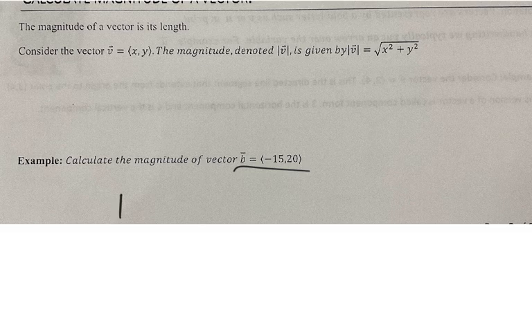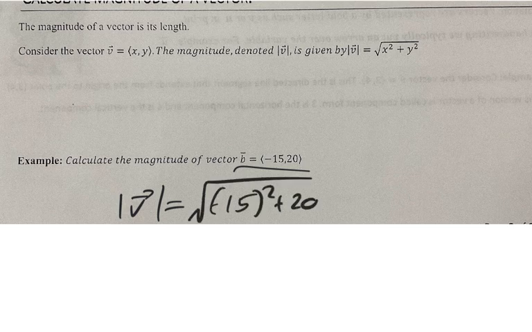How could I find the magnitude? Go over 15, up 20. Negative 15 squared plus 20 squared, which is 25. This is a 3, 4, 5 Pythagorean triple, but every side has been multiplied by 5.